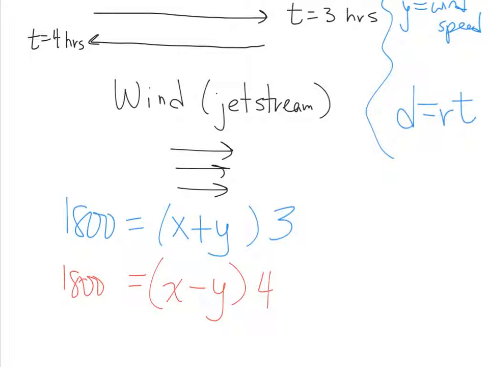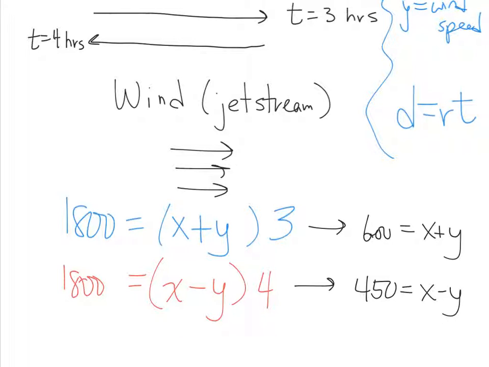Now, the second part that a lot of you did, which I recommend, just think outside the box here. If you want to get this to be a system, I would get rid of the 3 and the 4 by dividing. I would not distribute the 3 and distribute the 4. It's more work in the end because you're going to have to divide through later. So I would simply divide by 3, making this 600 equals X plus Y. Divide by 4, this becomes 450 equals X minus Y.